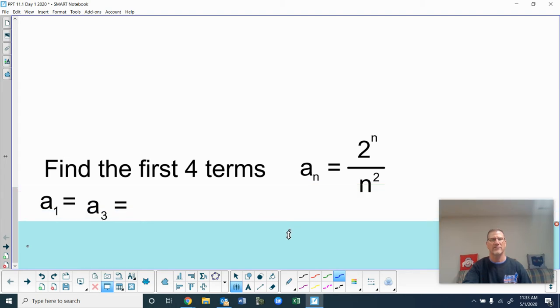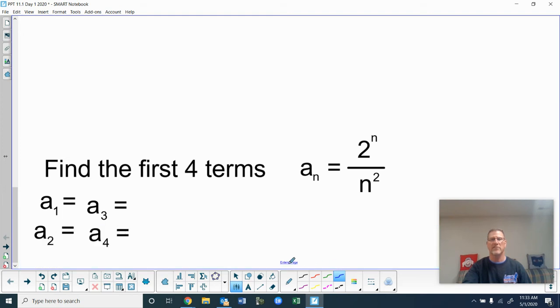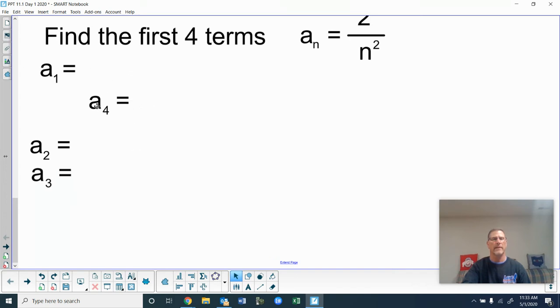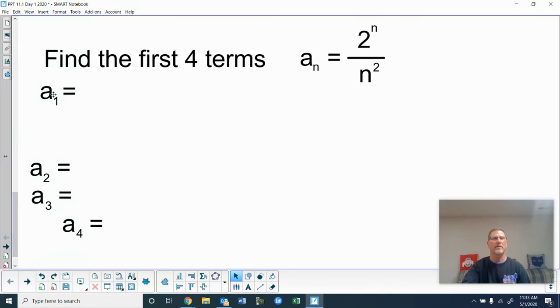All right. Here's another one. Same deal. I'm going to get rid of that. Extend our page. So my first term, let's move those down out of the way for a sec. So my first term, wherever I see an n, I put a 1. So I'm going to put a 1 for that exponent and a 1 for that n.